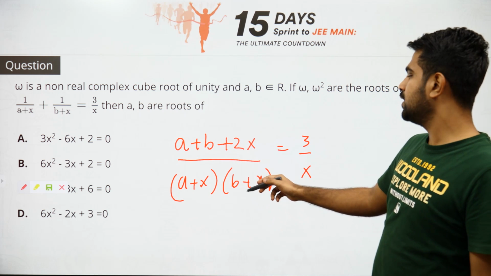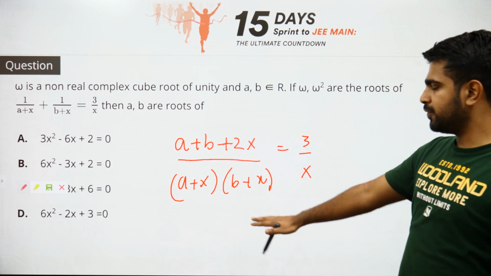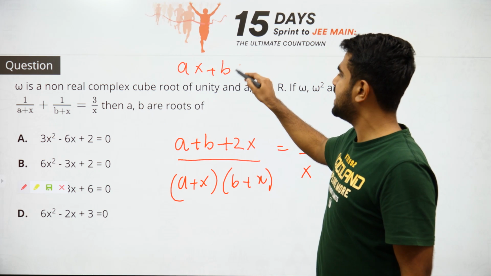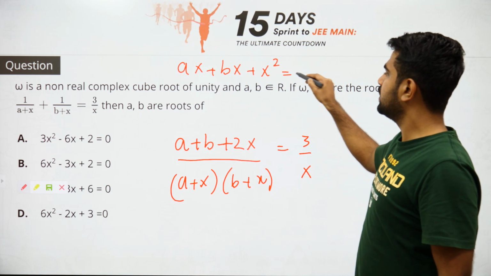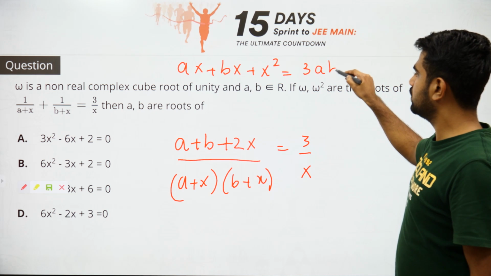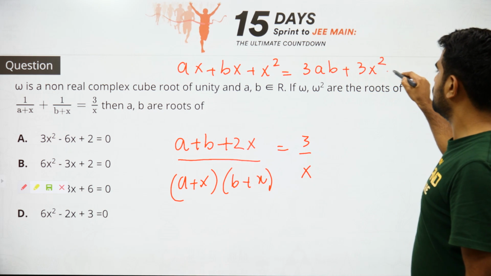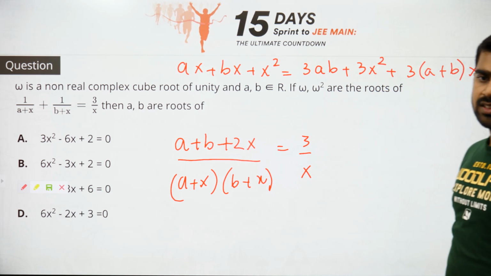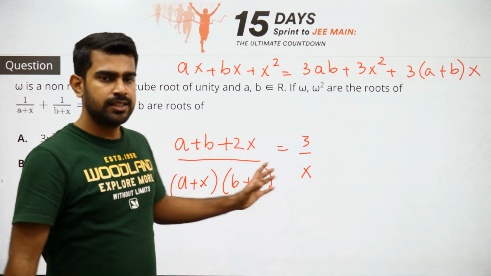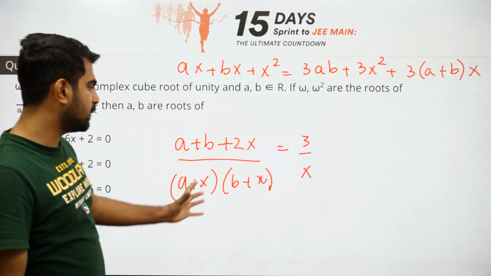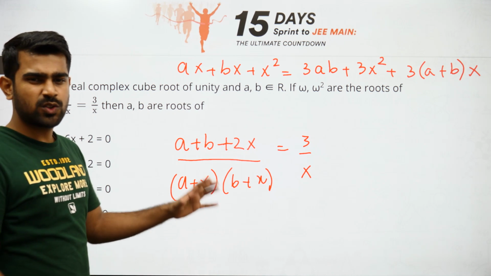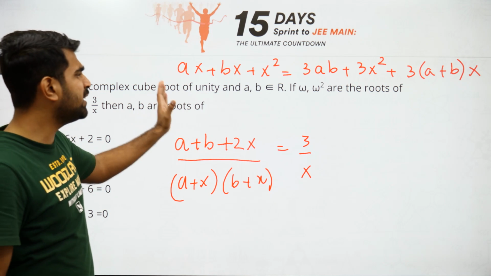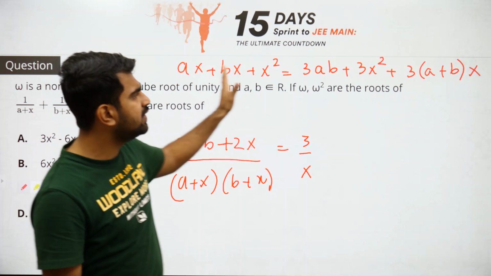Now let me directly write the quadratic equation. So when you simplify it, it will be ax plus bx plus x square is equal to 3ab plus 3x square plus 3(a plus b)x. Is everyone clear with this? Did you all understand what I wrote here? I just cross multiplied both and I wrote it in a specific form. Now I bring everything to the right hand side.